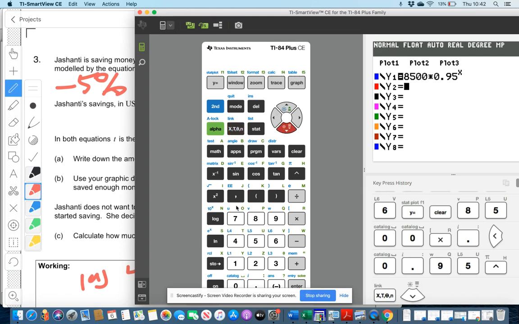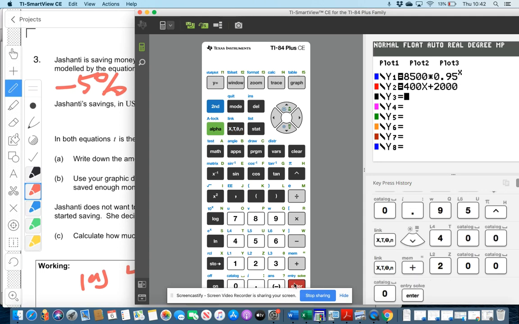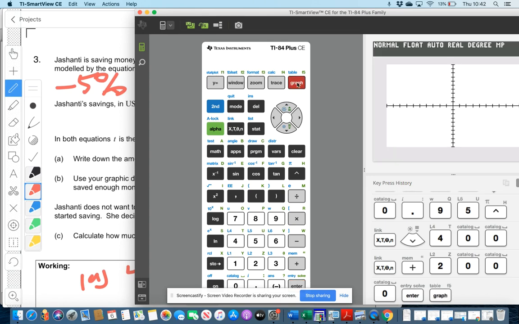We also need the savings function, 400x, $400 per month, plus his initial $2,000. So we're looking for the intersection of those two curves. Look at the graph, we got nothing. Okay, so kind of scary, but what we really need to do is, oh, there's a red line appearing.